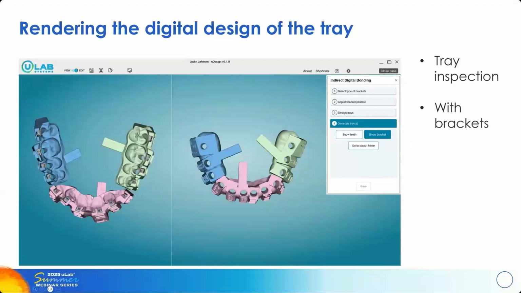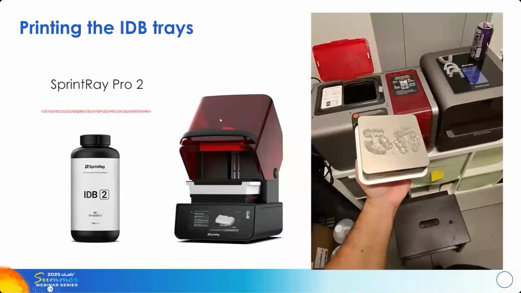So this is what it looks like when you get your tray. And then when you click, you have an option to show the bracket or turn off the bracket. You can check the inside of the tray. There are some parts designed inside these cavities that hold the bracket. You can look at those if you are interested. And then when you click go to output folder, that's where you can grab your trays from the software.